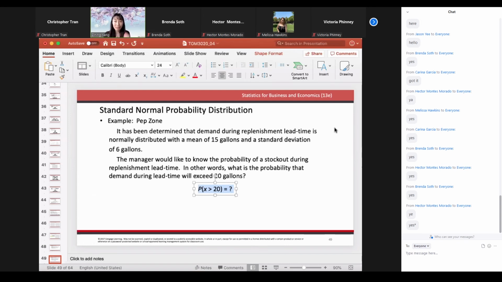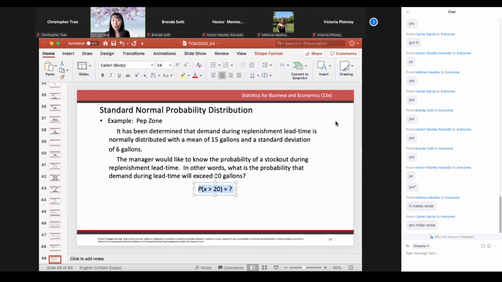So does this make sense? What business problem are we facing? Yes, no? Makes sense, good. Melissa's good. Karina, makes sense. Okay, good. So now we understand the business problem.